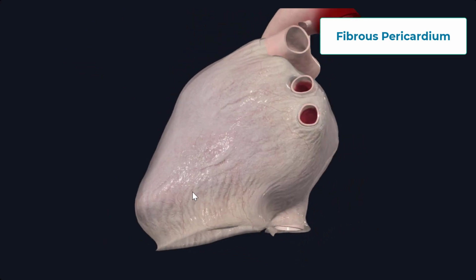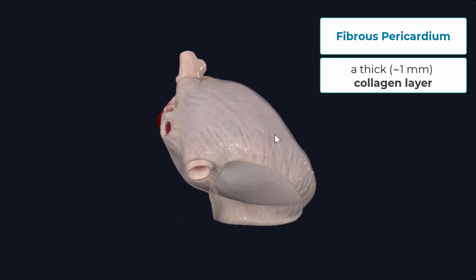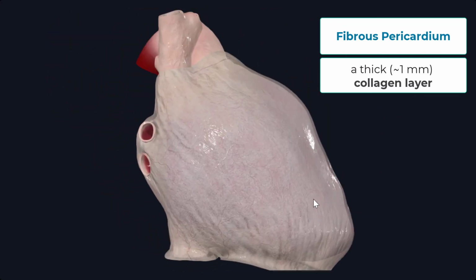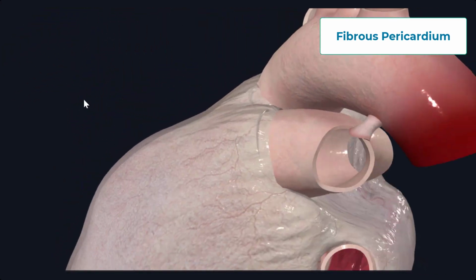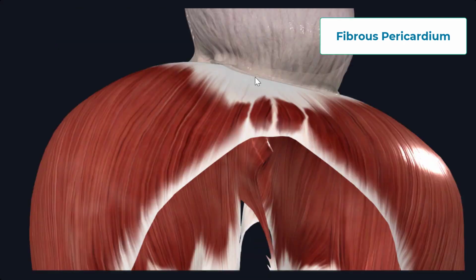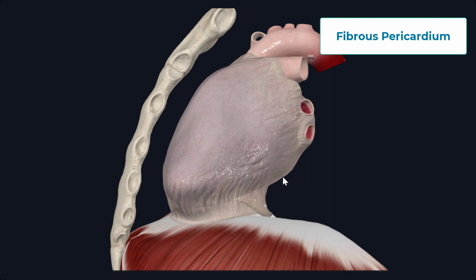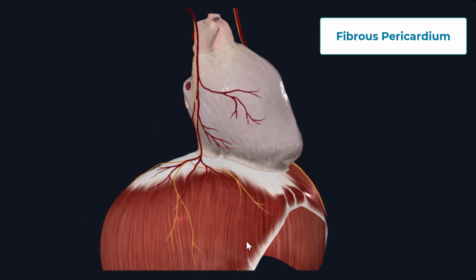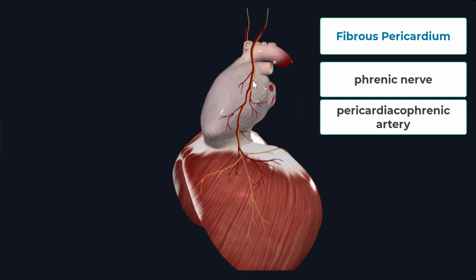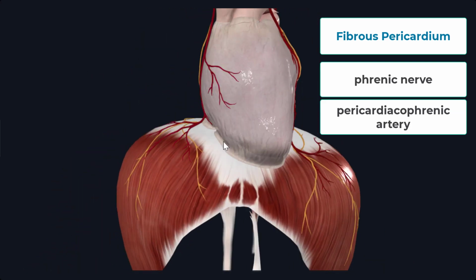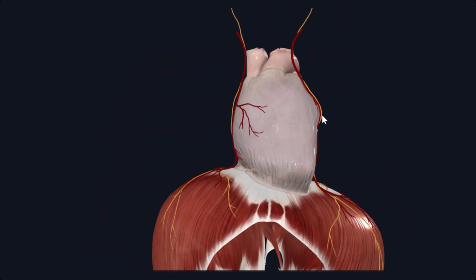Fibrous pericardium is a thick collagen layer, no elastic fibers, with limited ability to distend acutely. The fibrous pericardium fuses superiorly to the tunica adventitia of great vessels, inferiorly to the central tendon of the diaphragm, and anteriorly to the sternum. The phrenic nerve and the pericardiacophrenic artery descend through the mediastinum lateral to the fibrous pericardium and are in jeopardy during surgery to the heart.